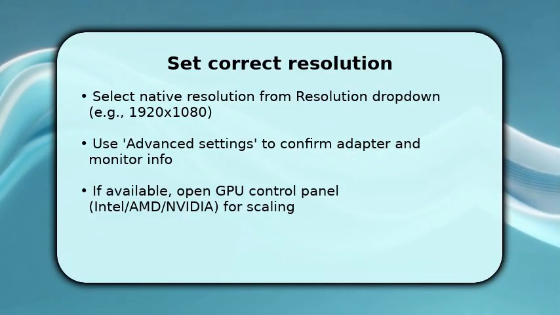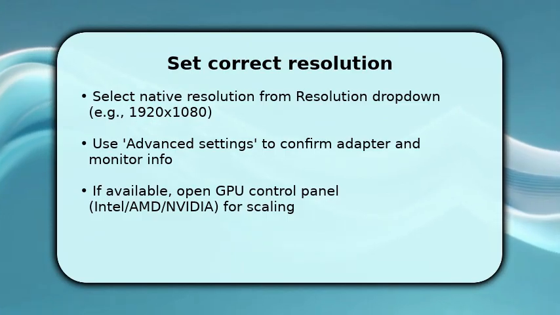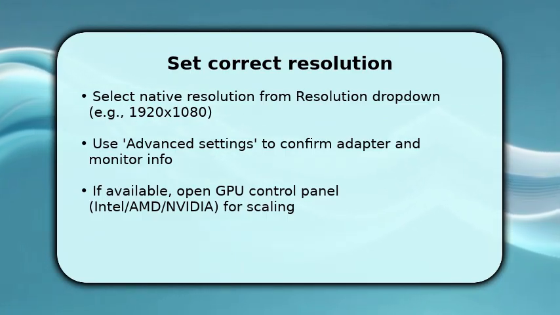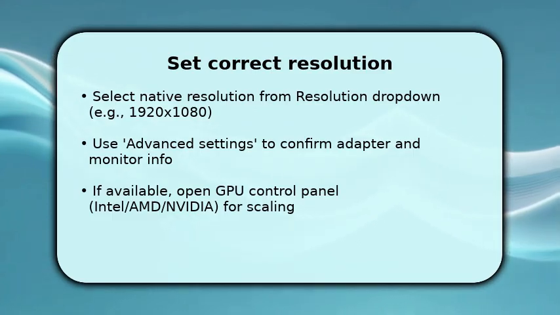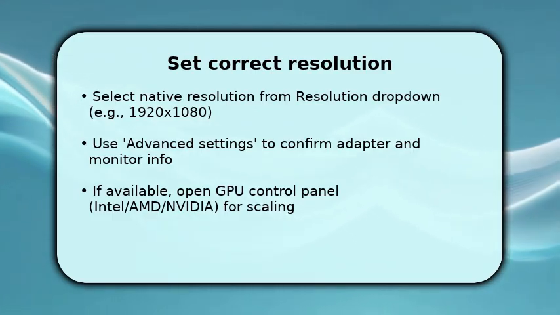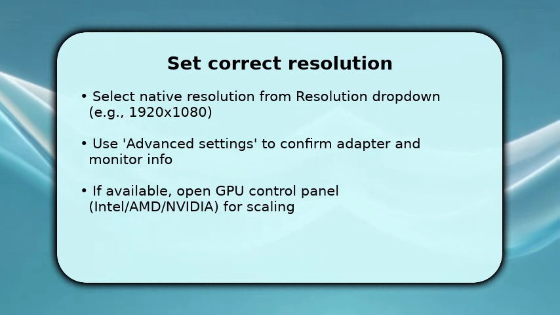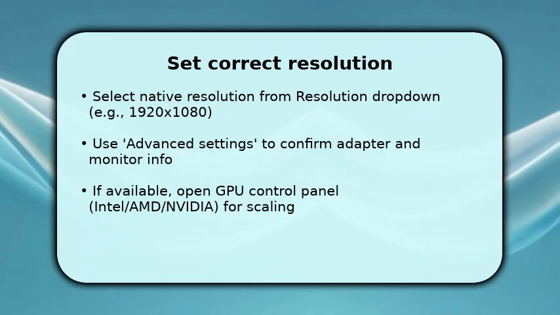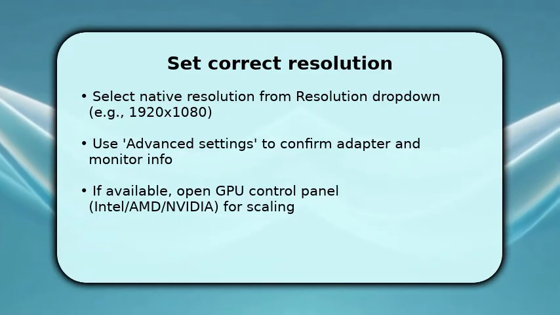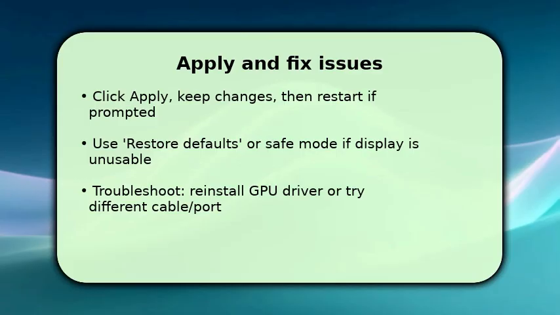If you still see odd scaling, open the GPU control panel, Intel, AMD, or NVIDIA, to set scaling to display or maintain aspect ratio. Once those match, apply the change and watch the preview to ensure text and icons look natural. You finish by clicking Apply and keeping the change when the preview looks correct. This confirms Windows uses the new settings.